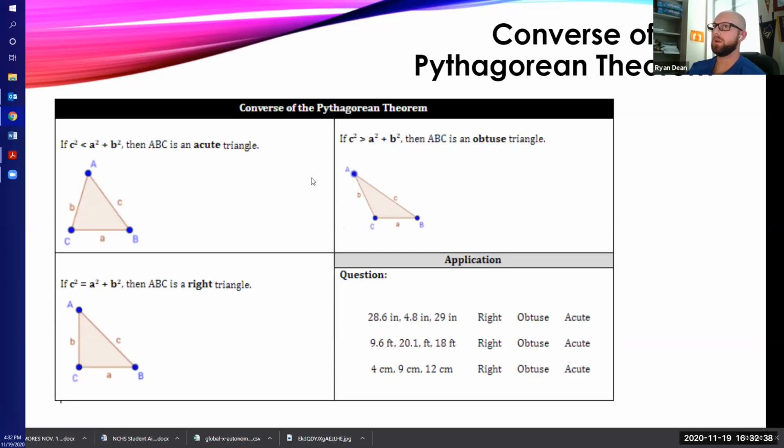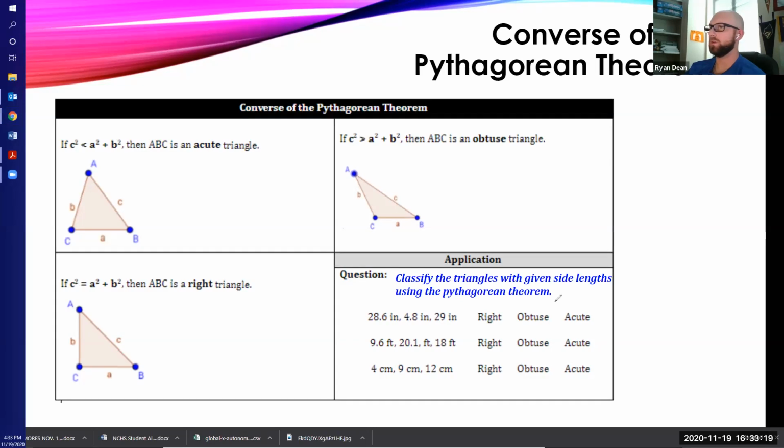Okay, here's the converse of the Pythagorean theorem. There's three different scenarios. You can either have a right triangle, which is where a squared plus b squared equals c squared. You can have an acute triangle, which is where c squared is less than a squared plus b squared. Or you can have an obtuse triangle, which is where c squared is greater than a squared plus b squared. So with this problem right here, they want us to classify the triangles with these different side lengths by using the Pythagorean theorem. And we have to classify it into one of these three categories.